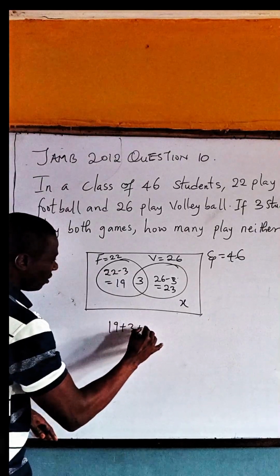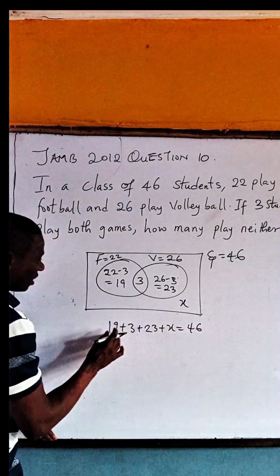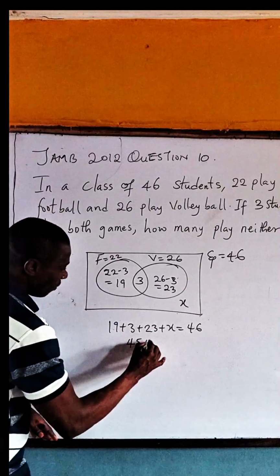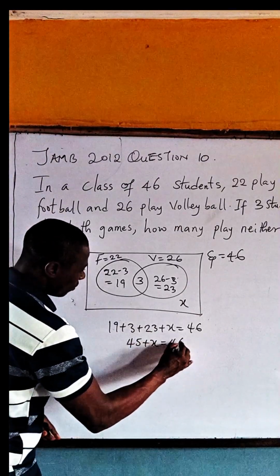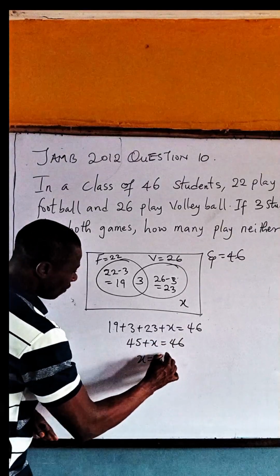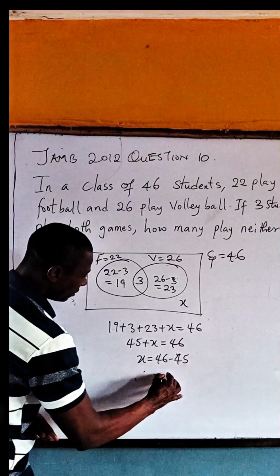Now that will give us 19 plus 3 plus 23 plus X, and that is 46. 19 plus 3 plus 23 will give us 45 plus X, and that will be equal to 46. If we subtract or collect like terms, we are going to have X is 46 minus 45. So therefore, our X is 1.